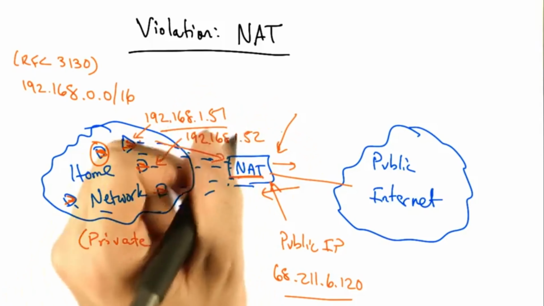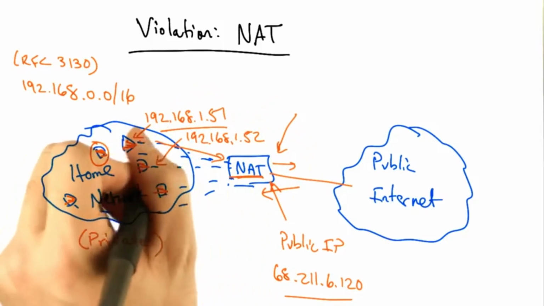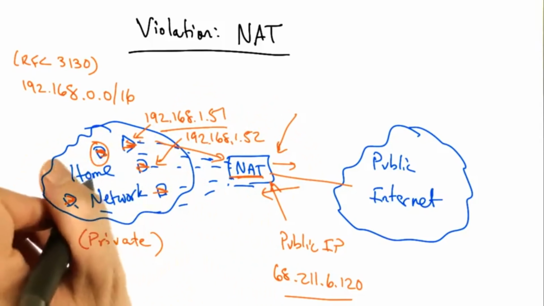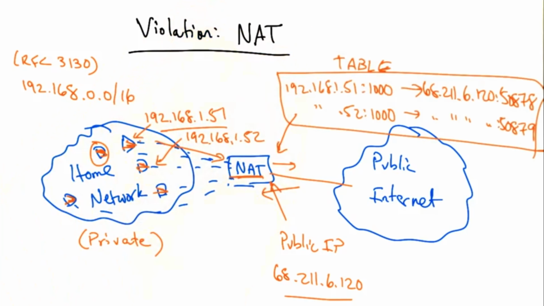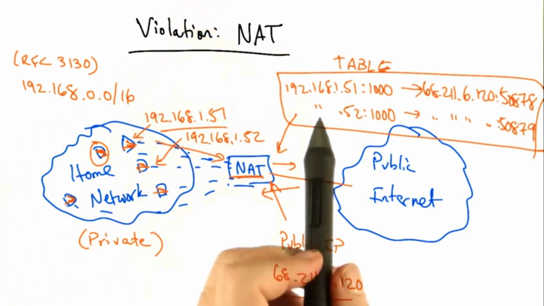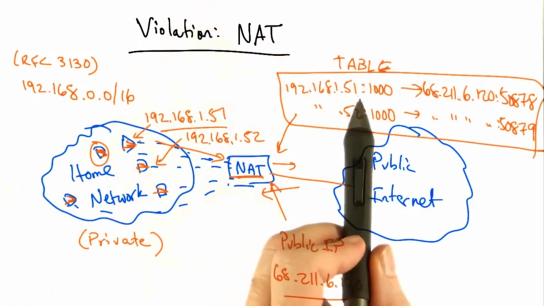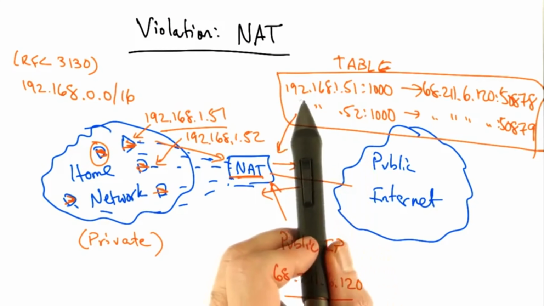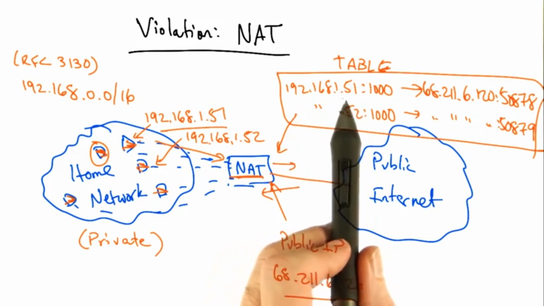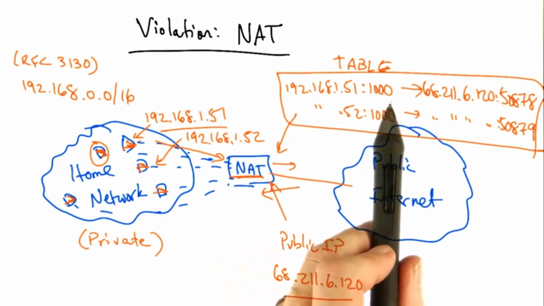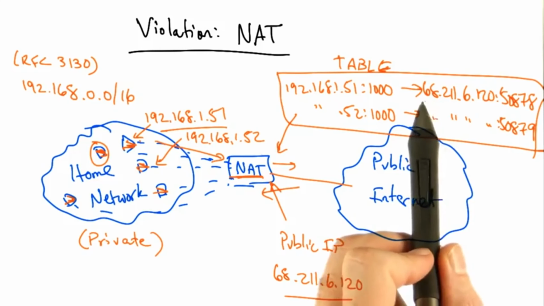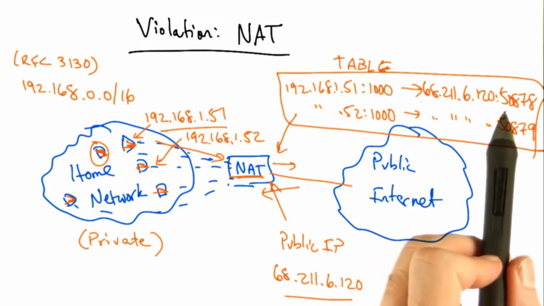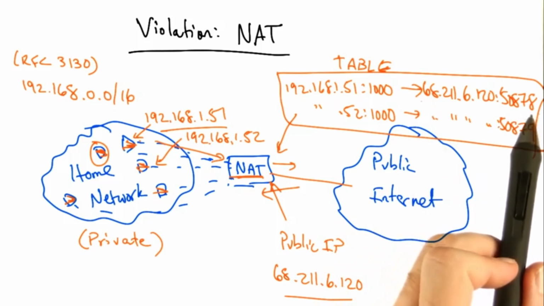So it uses a mapping of port numbers to identify which device the return traffic should be sent to in the home network. So the NAT, or the network address translator, maintains a table that says packets with the source IP address of 192.168.1.51 and source port 1000 should be rewritten to a source address of the public IP address and a source port of 50878.